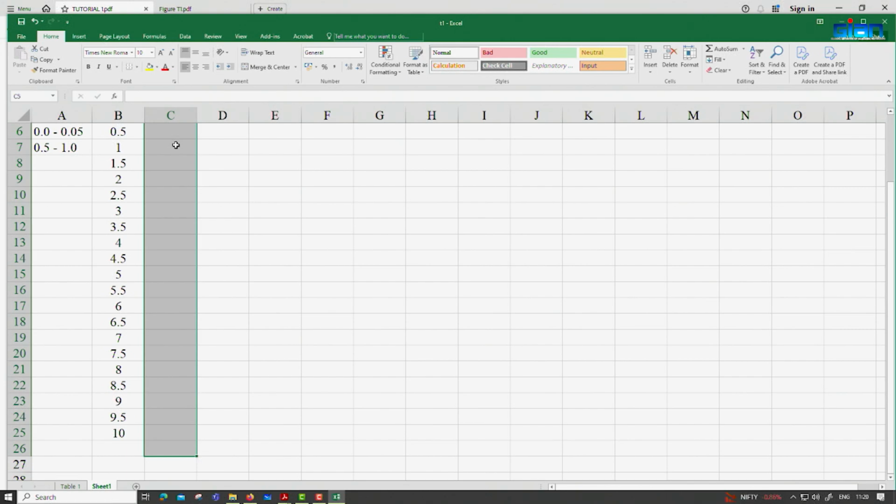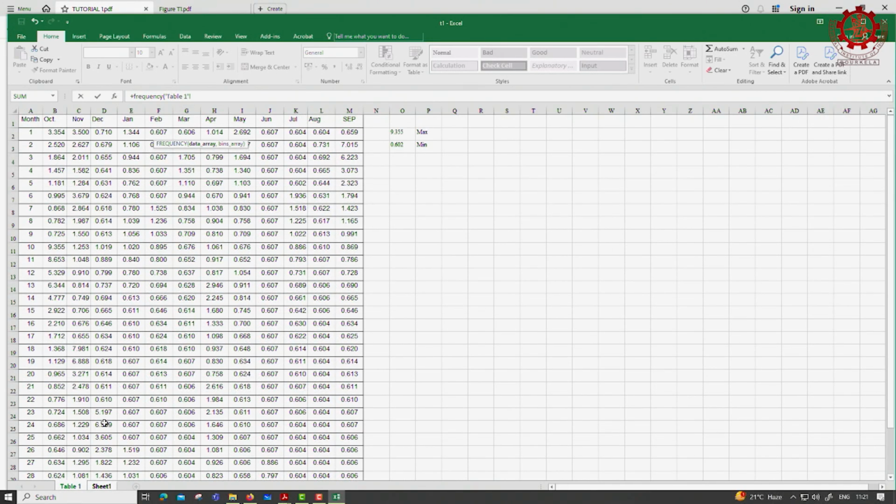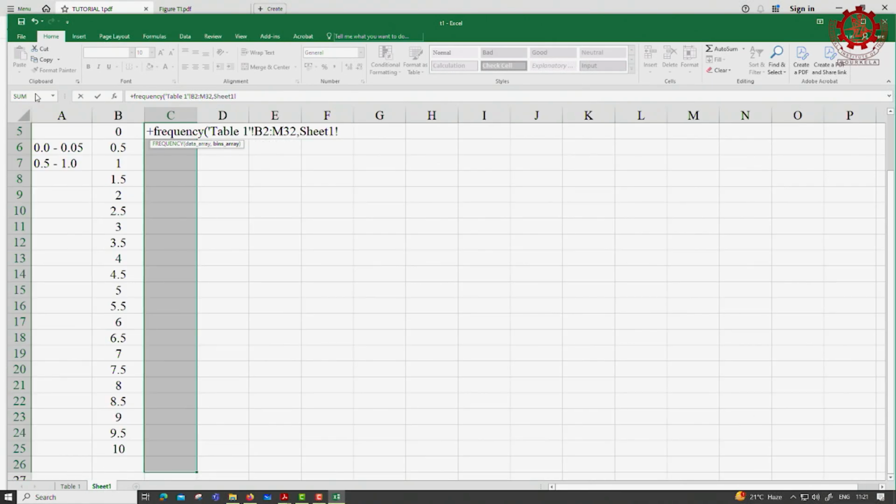So, I selected this and now I start typing the frequency command, equals frequency, open brackets, then it gives the hint here, data array, bins array, right. Data array is our data table. So, I will give the entire data table, not the date numbers, but the data points here, right, comma, and then the class interval array. Class interval array is this one, not column A, right, otherwise there will be a syntax error. So, I will give this column.